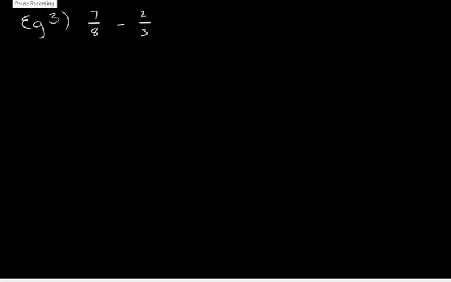Now let's have a look at this example. We have 7 over 8 minus 2 over 3. What do we need to do? We need to find our lowest common denominator. How do we do that? We do that by finding the multiples of 3 and the multiples of 8. So let's do the first 5 multiples again and see what we come up with.